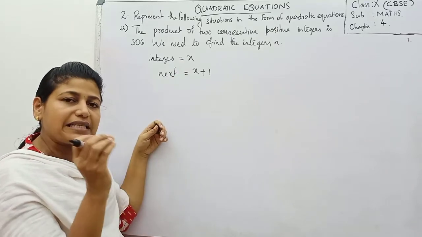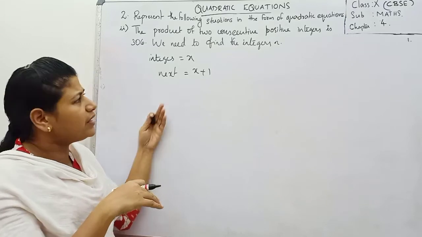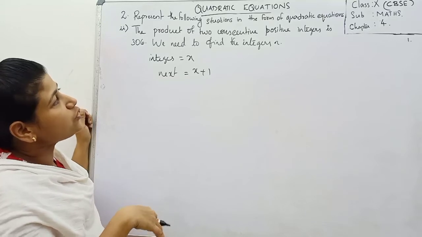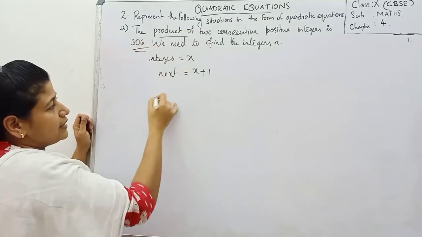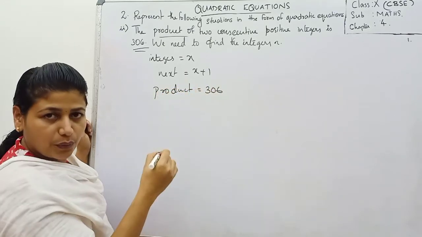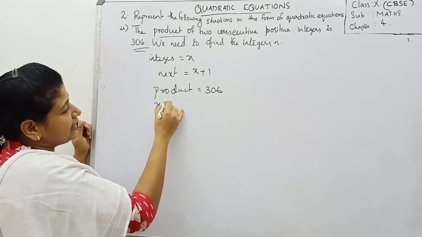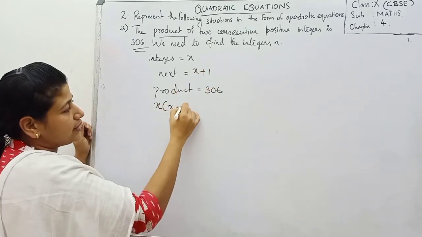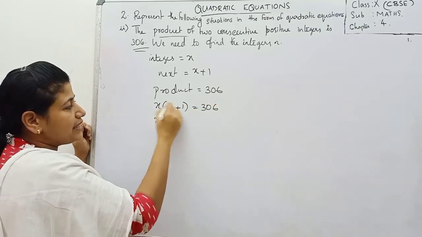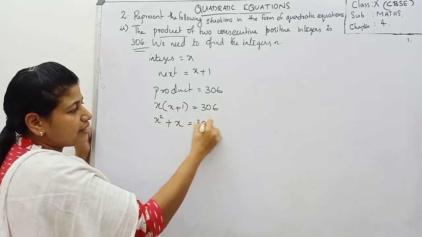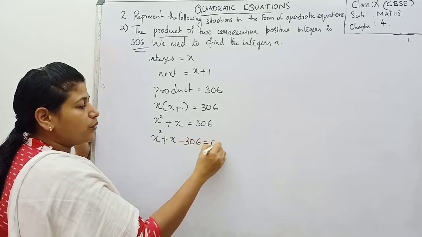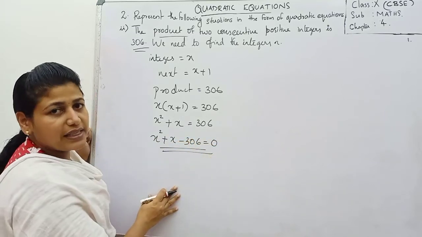Or we can take one as x and the other as x minus 1. This is so easy, that's why I am taking this. X and x plus 1. Now we need to find the product. It is given that the product is 306. So x into x plus 1 is 306. We can write x into x square, plus x into 1 is x, equal to 306. Or we can write x square plus x minus 306 equal to 0. So this is your quadratic equation.